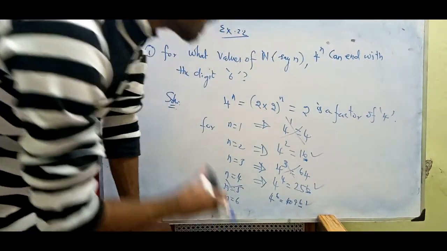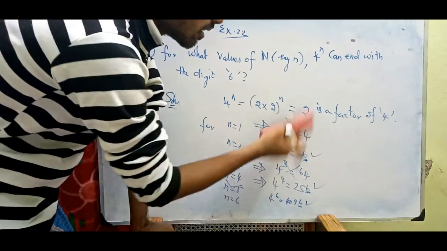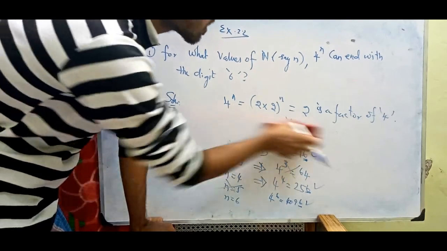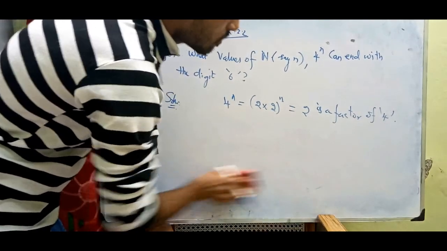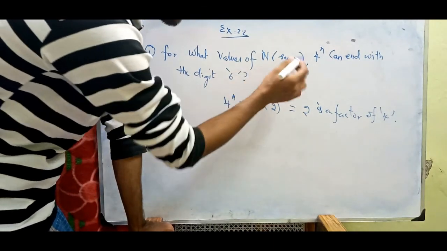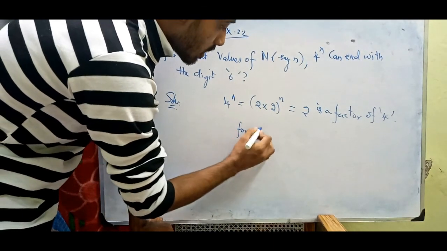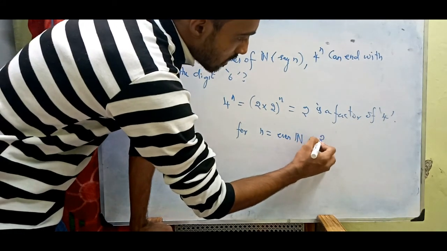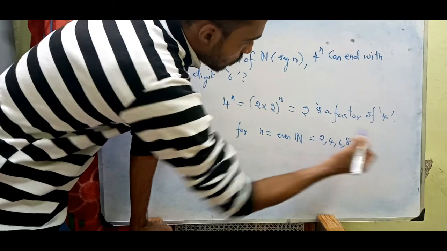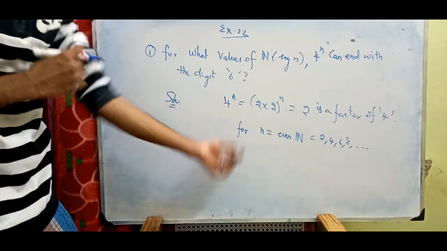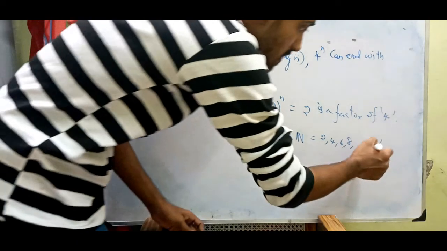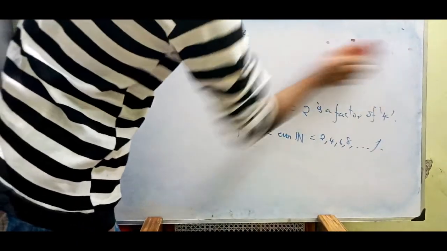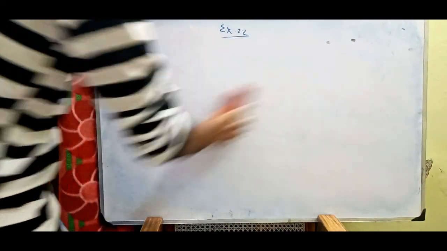Okay, for every even natural number n, 4 power n ends with the last digit 6. So we can say for what value of n? For n equal to an even natural number, or you can say 2, 4, 6, 8 and so on, 4 power n can end with the digit 6. Okay, so this was the first question and it is very easy. By looking at it, you can tell that. Just try n equal to 1, 2, 3 and so on.